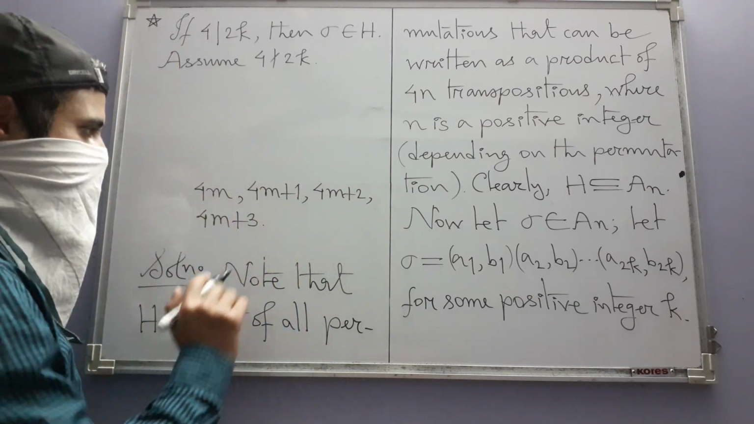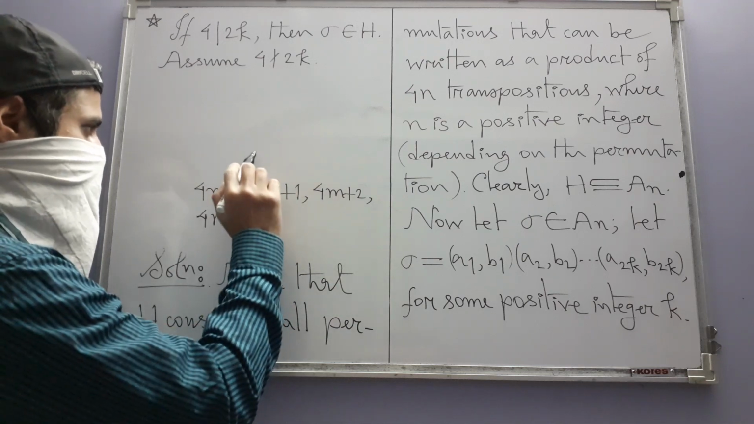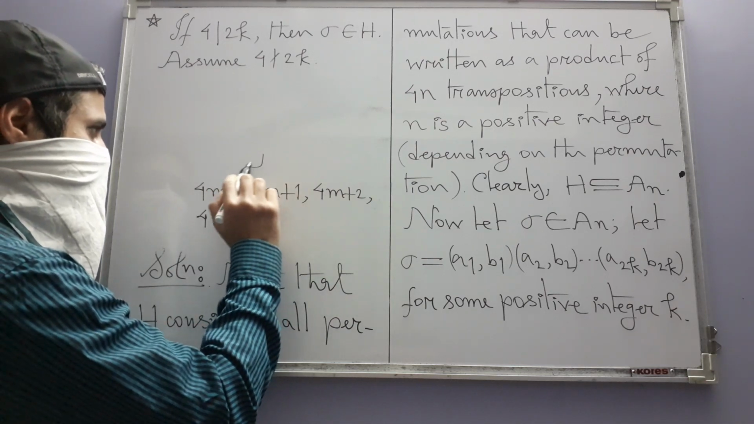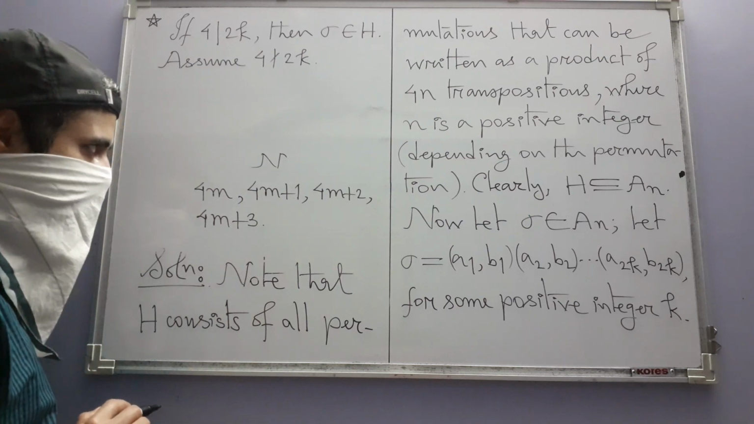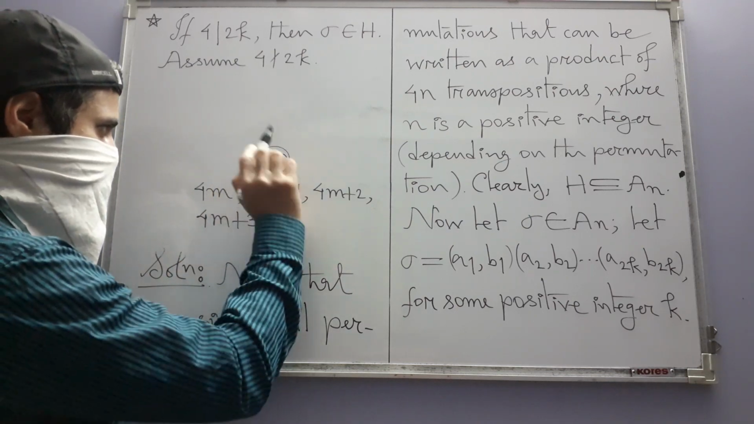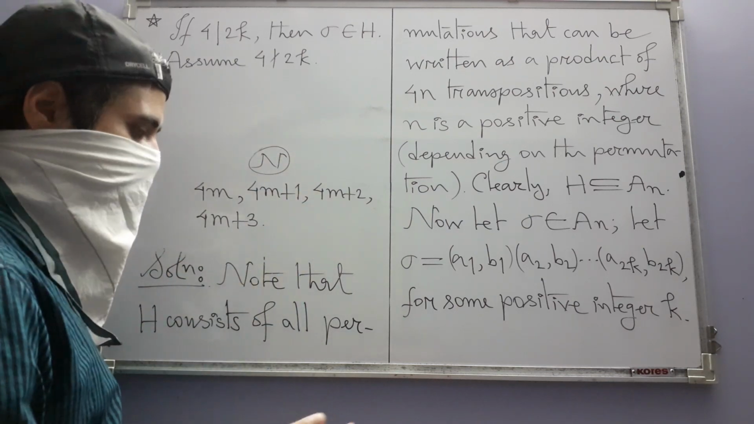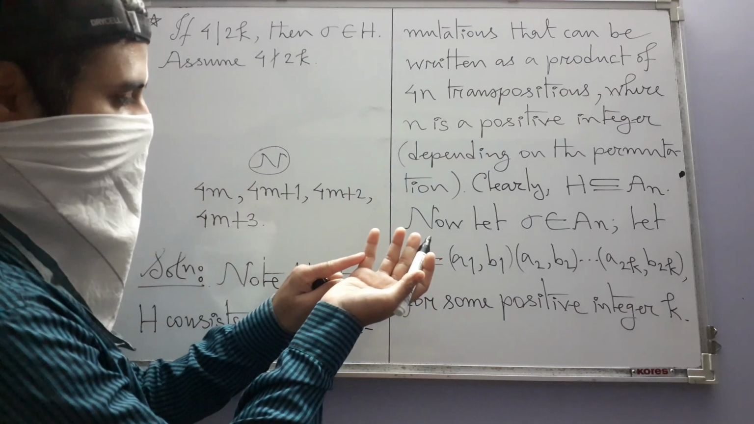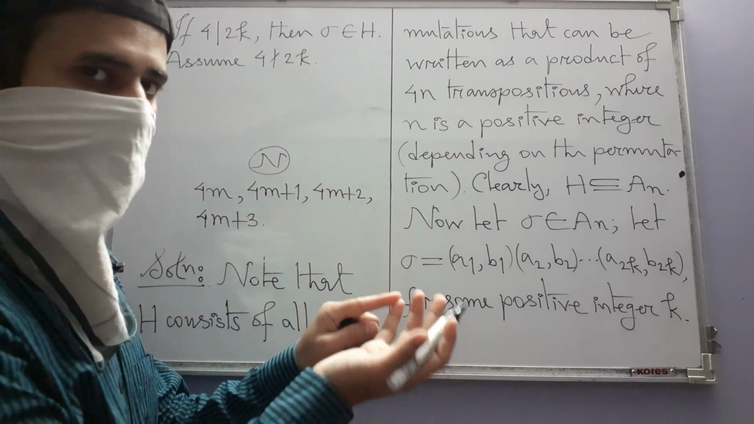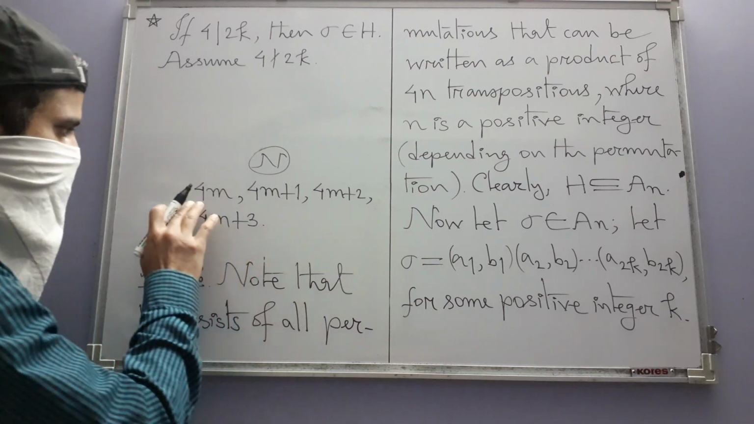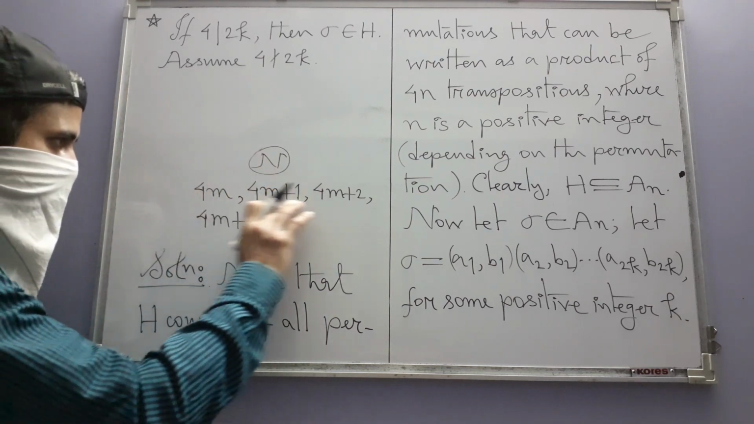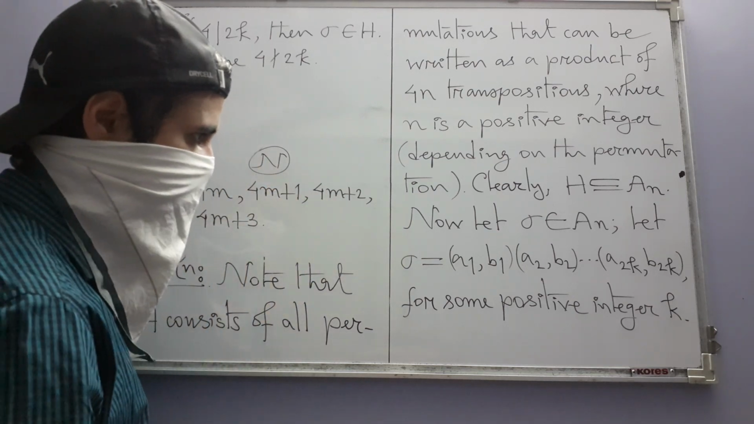And that is because when you say your chosen integer is some n, so when you divide this n by 4, the remainder can either be 0 or 1 or 2 or 3. These are the 4 possibilities, and accordingly the integer n will be one of these 4 forms.